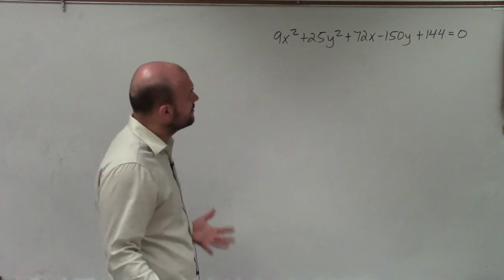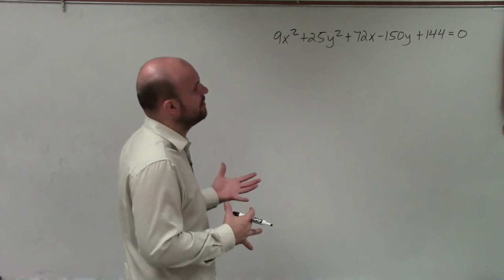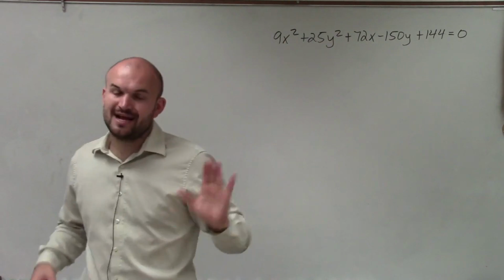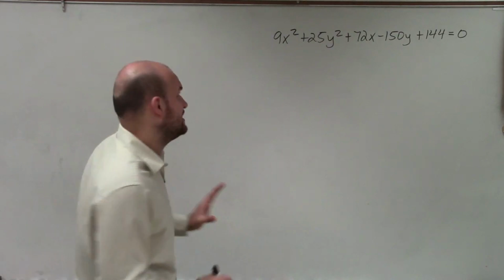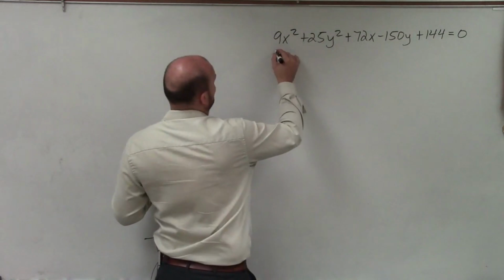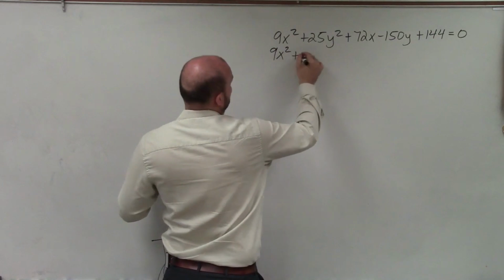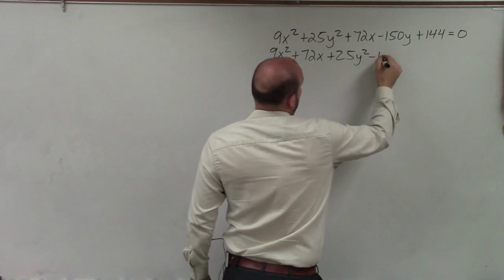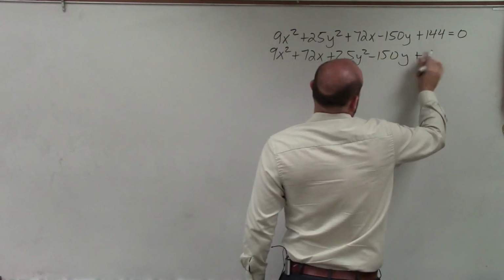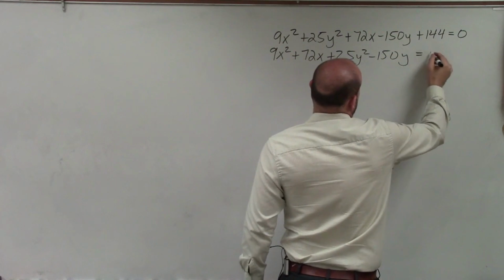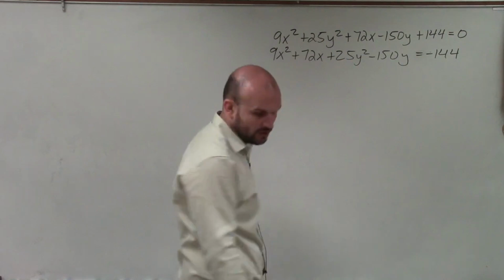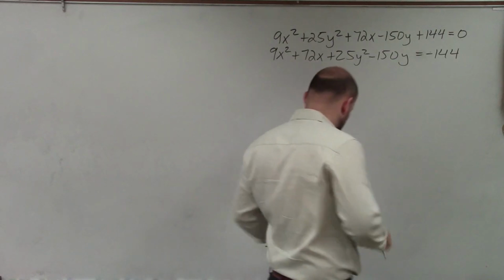So the first thing I want to do is group the x's and the y's together and then get the 144 over to the other side. Even though we know the equation has to equal 1, I'm going to worry about that at the end. So I have 9x squared plus 72x plus 25y squared minus 150y equals negative 144, right? I just subtracted the 144 over to the other side.